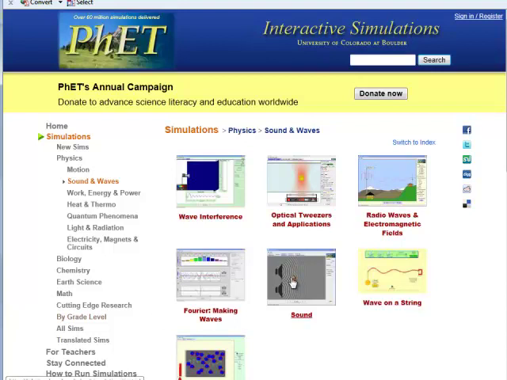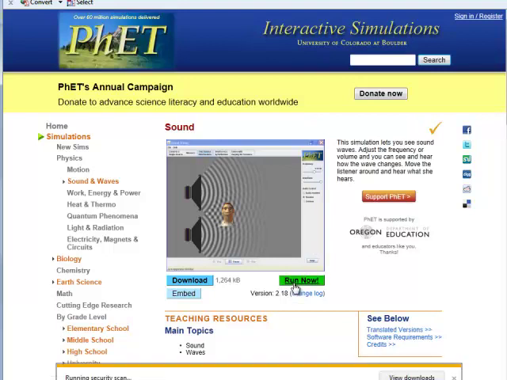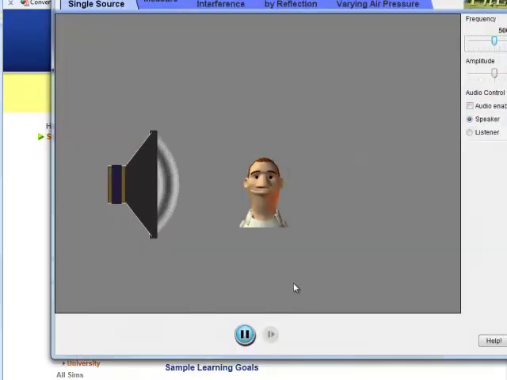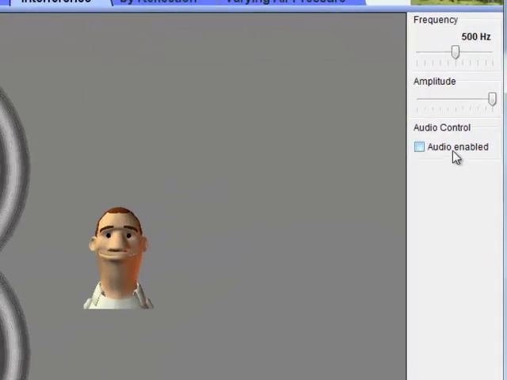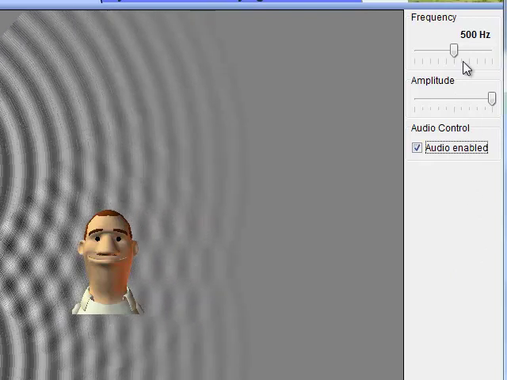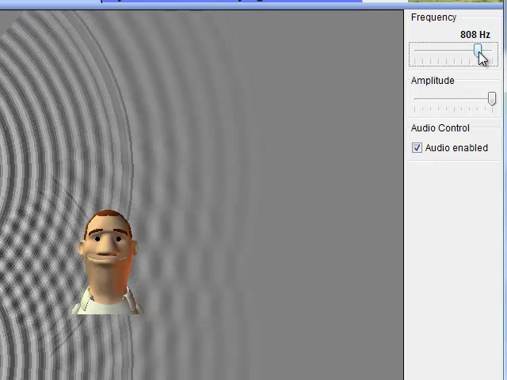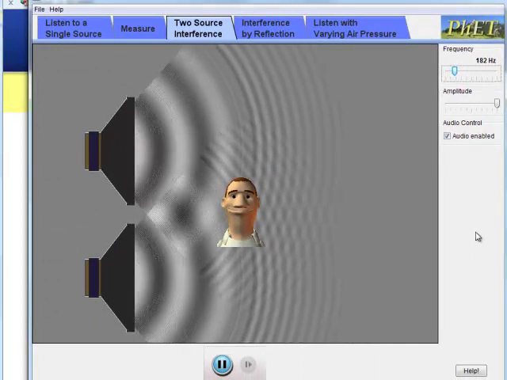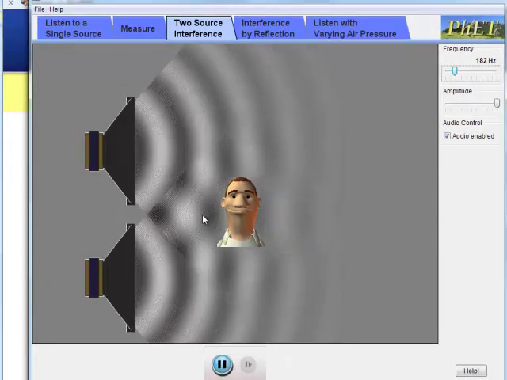This is about interference, and the first applet from PhET that I want to open is called Sound. I want to go to Source Interference and actually turn the audio on. Maybe a little bit annoying. I could go to a higher frequency, probably more annoying even, or a lower one. That's not too bad.